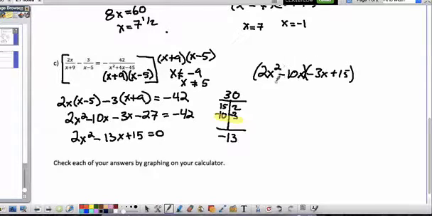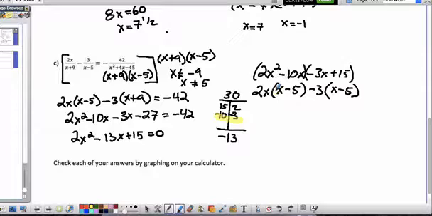And what can I pull out of both of these? Well, I can pull out a 2x, which would leave x minus 5 inside the parentheses. And here I can pull out a -3, which would leave an x minus 5 in the parentheses. And now this is a binomial. It's a big fat binomial.